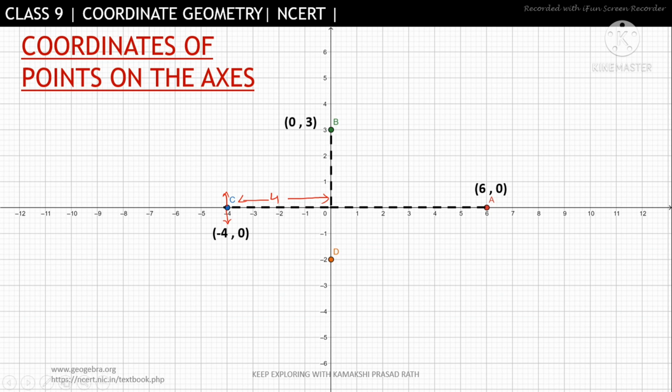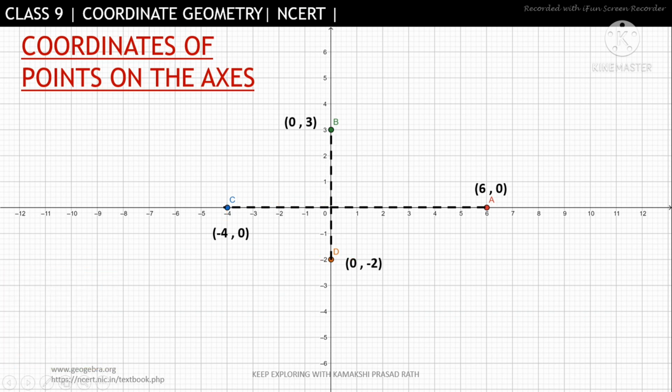And the last one, D. Now you can see the position of D. D is moving along the y-axis only. D has moved along the y-axis, but it does not move right or left along the x-axis. Hence the x coordinate is 0. Its position is 0, -2. Now why -2? Because it is at a distance of 2 units along the negative direction, the negative y-axis. That's why we get it as 0, -2.